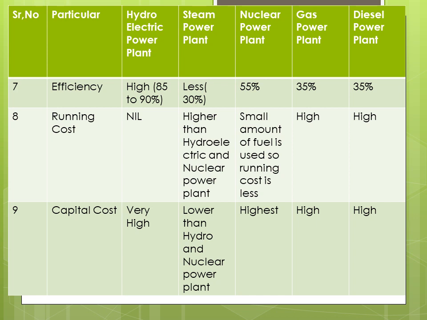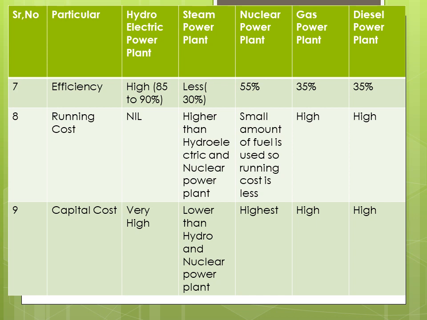For efficiency, it is highest for hydroelectric power plant. These are approximate values. For hydro, it is 85 to 90%. For steam, it is less, that is 30%. For nuclear, 55%. For gas and diesel, it is 35%.